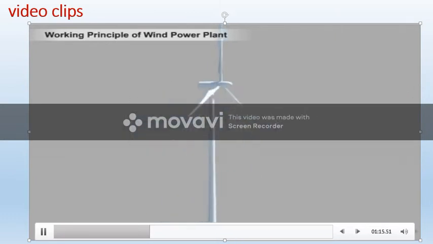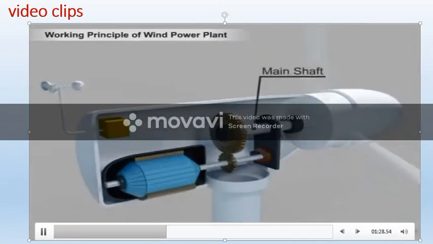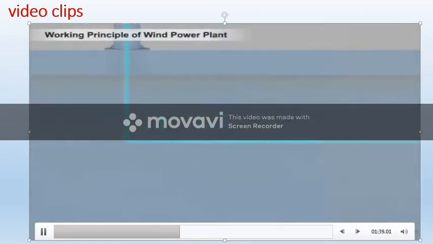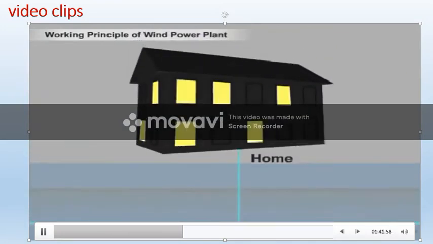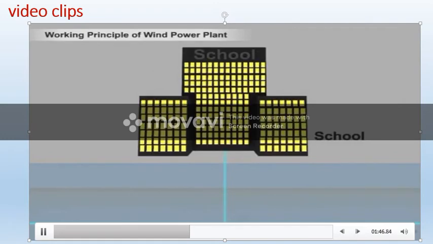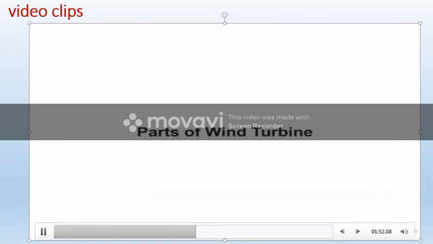The nacelle is mounted on a tower in order to get more wind energy. The wind will cause the blades to rotate. Due to this, the rotor starts moving. As the rotor is connected to the main shaft, it spins the generator, because of which electricity is produced. This electricity can then be transferred by using transmission or distribution lines to homes, industries, schools, hospitals, etc.